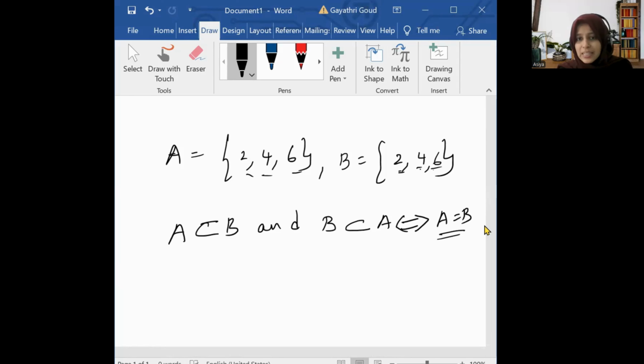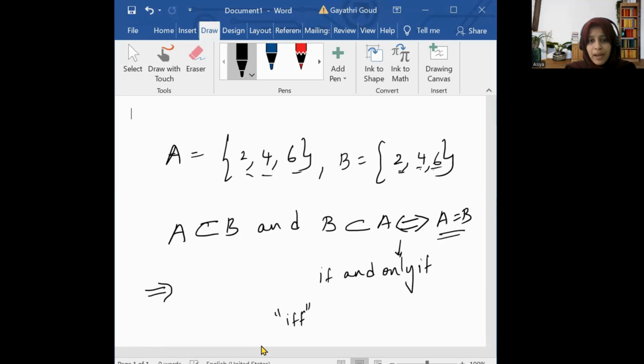A is a subset of B and B is a subset of A, if and only if. This symbol stands for if and only if. In short, I can also read it as iff. You see, I have written two F's, not one single F. So I hope this is clear. This symbol means implies and this means if and only if. I hope this is clear.